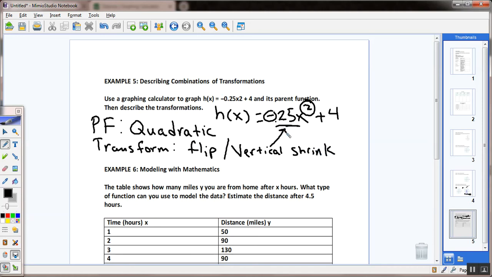And then there's one more part to this. What's that plus 4 doing then after it flips it and shrinks it? Well, what does adding 4 without parentheses do? Anybody? If you're not sure, look at your cheat sheet. See what adding a value does, what direction it moves stuff.